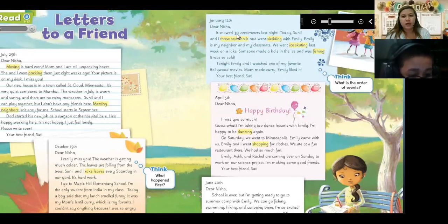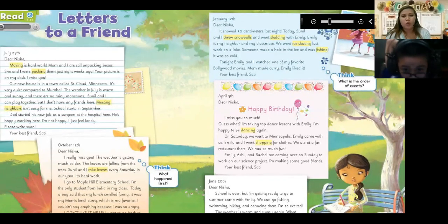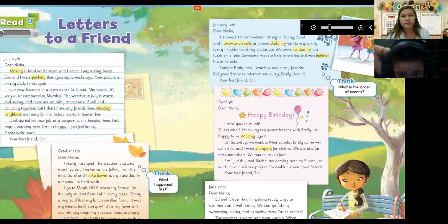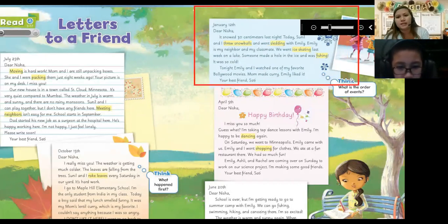I want you to look at this one. What is the order of events in this story? Like, what happened first? Sati is writing a letter to Nisha. Can you use the transition words like first?